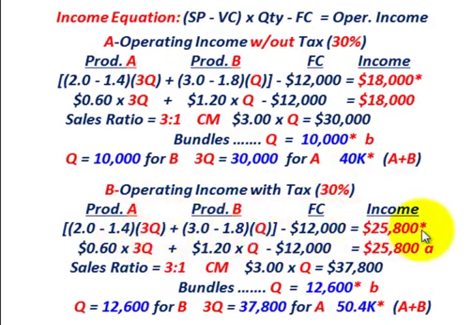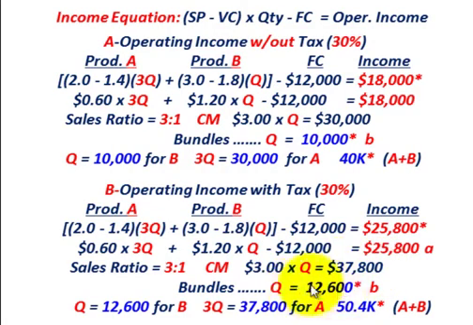Going through the same example again, with the same sales ratio and the same numbers, except that we set our income to the taxable amount, 30% at $25,800, moving our fixed costs over to this side of the equation. Again, we come up with the same contribution margin of $3 for our bundle of A and B, one bundle times Q. After solving for Q, we divide 3 into 37,800.